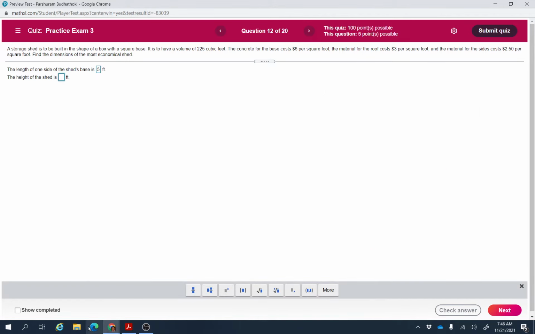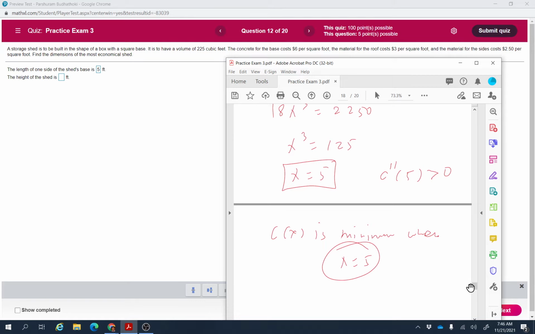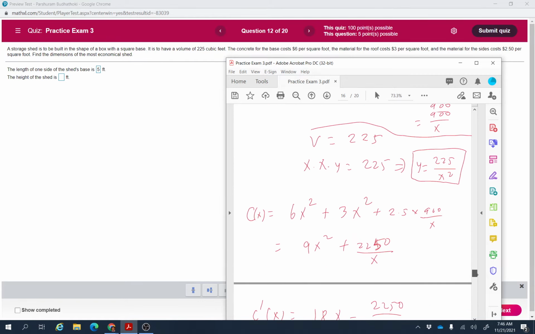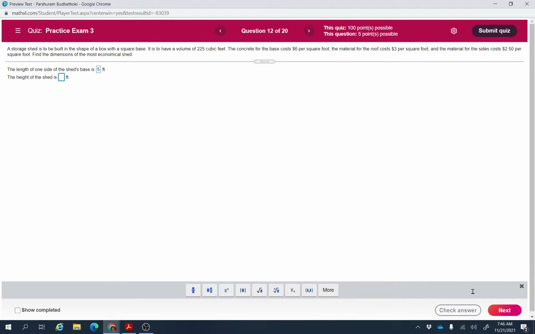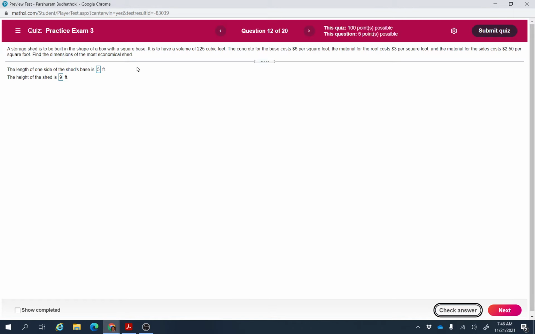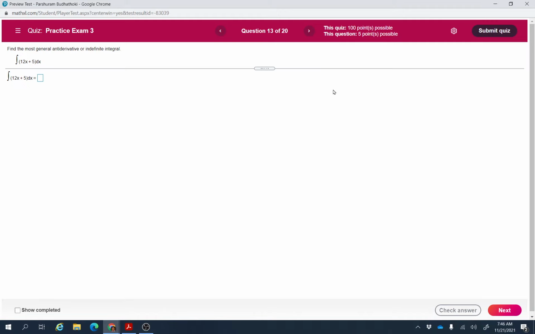And then, what is the height? The height is y. As you can see from the relation between x and y, y is 225 over x squared, which is 225 over 25. If you divide 225 by 25, that will be 9. So the answer is 9. Okay, 5 and 9. That gives you the minimum cost.